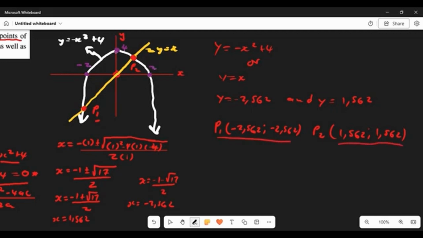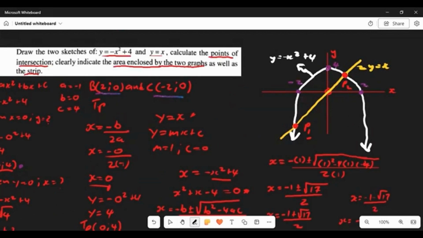and that one there. So when we continue with the question, let's go back to the question. They want us to find an enclosed area created by these two graphs. An enclosed area, guys, let me show you which is it. And also we must not forget the strip.